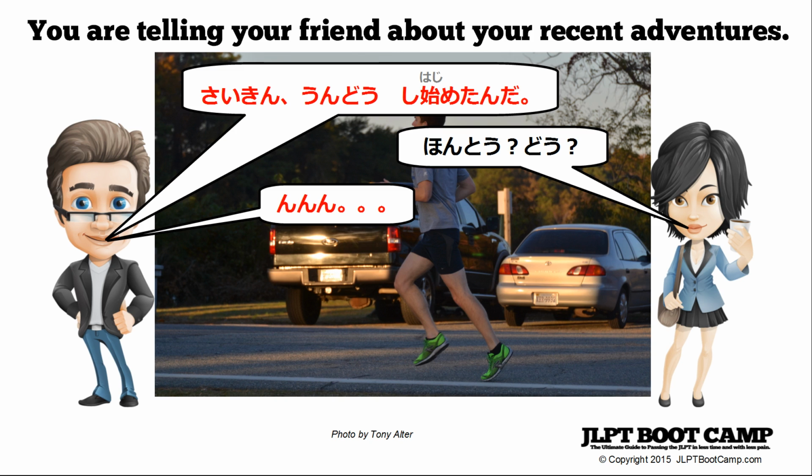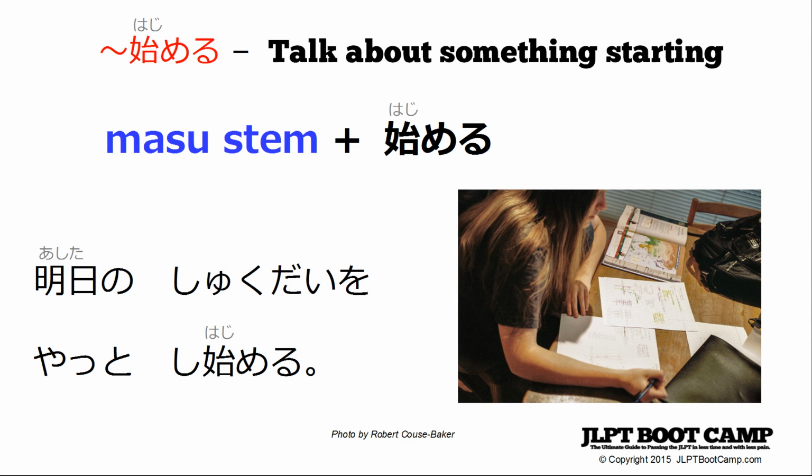And your friend responds, "Honto," as in really, "do, how did it go? How was it?" And you respond, "No comment, think about it." And you were using hajimeru, which is a way that you talk about something starting or starting to do something. Very easy to form. You just have the masu stem plus hajimeru. That's basically it. Start to do something.